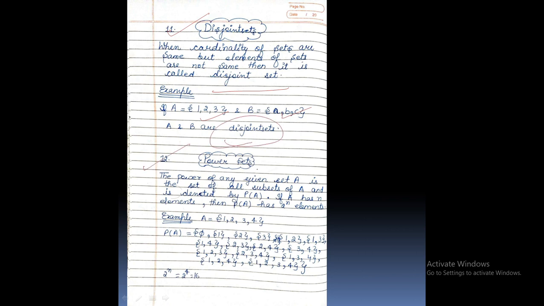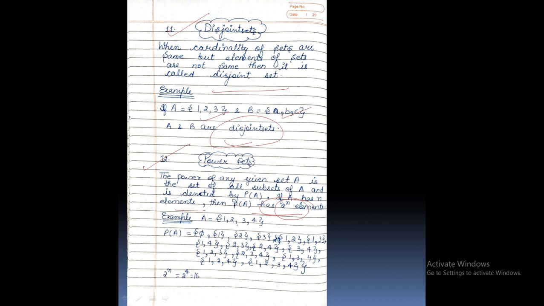And next point is power sets. What are power sets? The power set of any given set A is the set of all subsets of A and is denoted by P of A. If A has n elements, that means P of A has 2 raised to power n elements. This is the formula for calculating power sets.